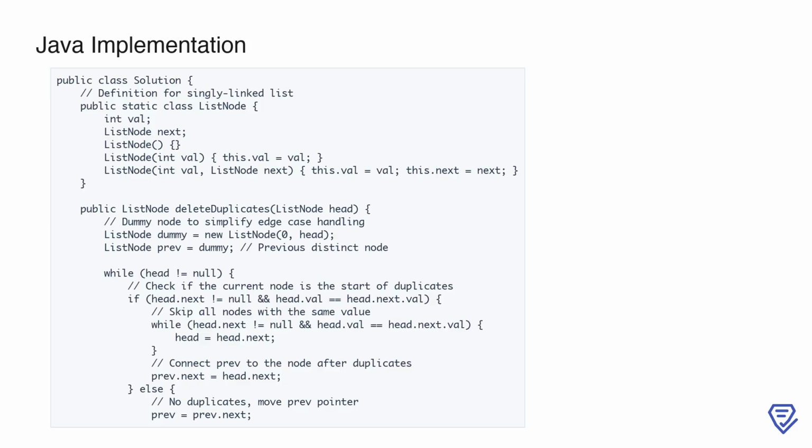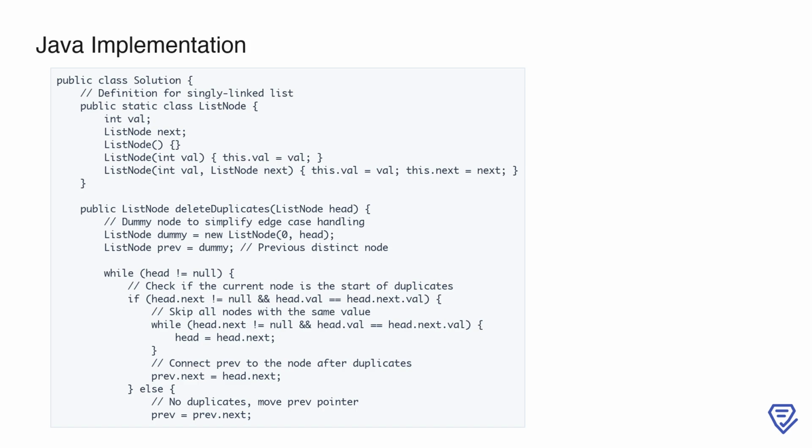Then, we start a while loop to traverse the list using the pointer head. Inside this loop, we check if the current node is the start of a duplicate sequence by comparing its value with the next node's value. If they match, it means we've encountered duplicates. To skip over all nodes with the same value, we use another nested while loop, moving the head pointer forward until we reach a node with a different value or the end of the list.